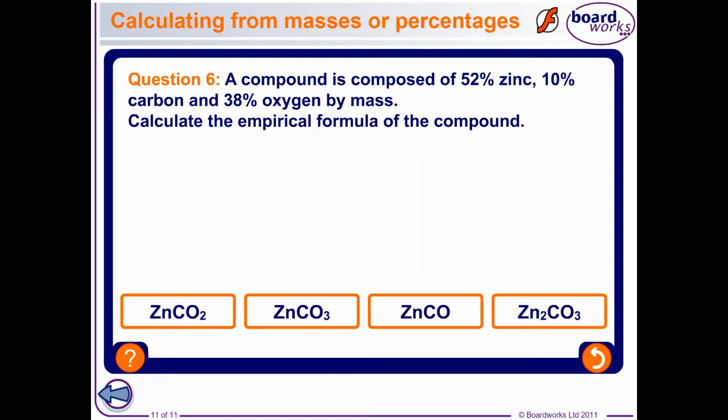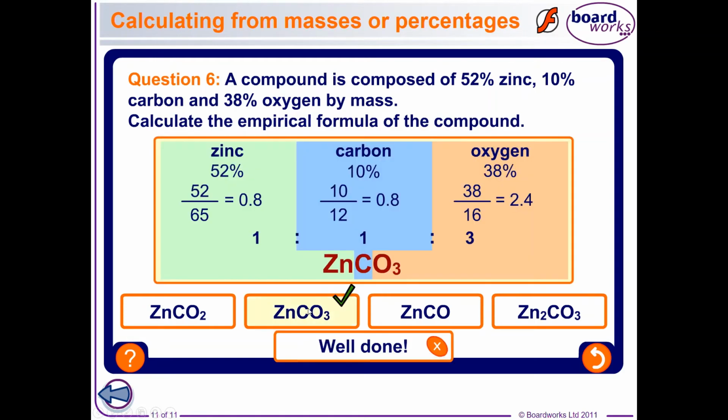Okay, so the solution to number 6. You should have worked out that the empirical formula was zinc carbonate, ZnCO3. And I've put again the solution up here for you. Again, you just put the percentage and divide by the relative atomic mass of the elements. Divide through by the smallest number. So 0.8 divided by 0.8 is 1. And 2.4 divided by 0.8 is 3. So we end up with ZnCO3, and that's the formula, or should I say the empirical formula of that compound.